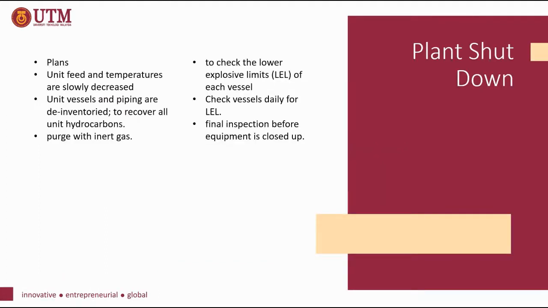And finally, for plant shutdown, we need to plan. Other than that, unit feed and temperatures are slowly decreased. Unit balances and piping are de-inventoried to recover all unit hydrocarbons. We need to purge with inert gas, check the LEL of each vessel, check the vessels daily for LEL, and lastly, do a final inspection before equipment is closed up.